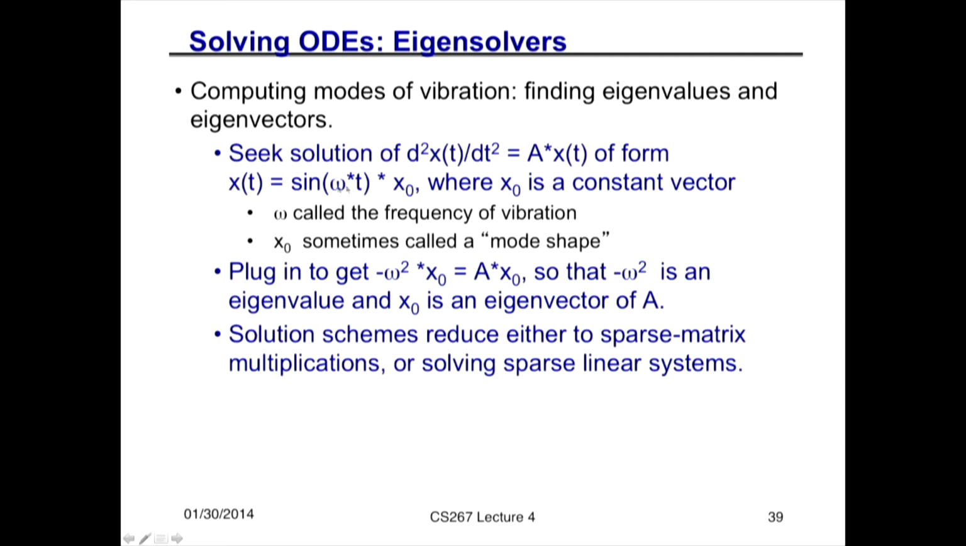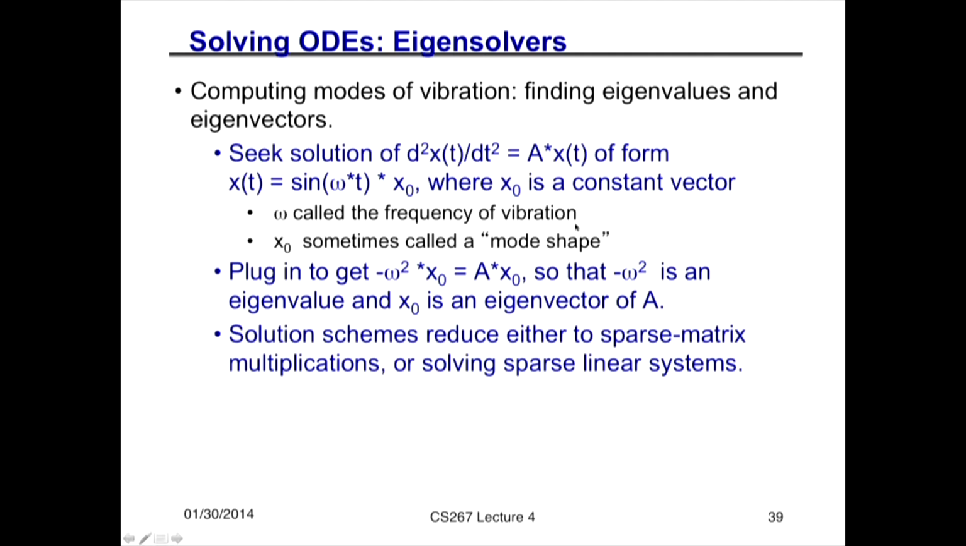So how do I get the modes of vibration? I'm going to assume that there's some shape. x0 is a shape, which is the shape in which the building vibrates, and omega is going to be the frequency. So the building vibrates at this frequency, and that's called a mode shape. That's called the frequency. If I just plug this x of t, that form, into this differential equation, all the sine functions cancel, and I'm left with a plain old linear algebra problem. This constant times that vector is this matrix times that vector. That's an eigenvalue problem. A is the matrix I started with, x0, the mode shape, is the eigenvector, and minus omega squared is the eigenvalue, where omega is the frequency. And so what I need to do is solve this big sparse eigenvalue problem, and that'll tell me how the thing vibrates.